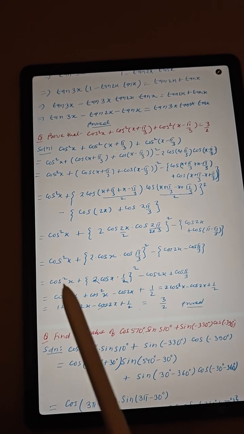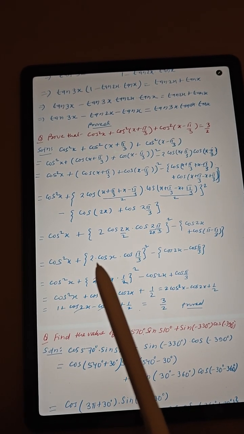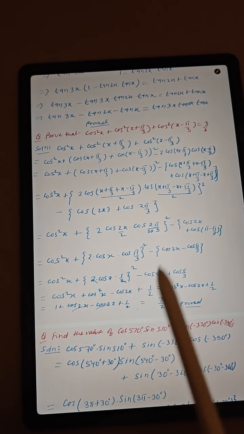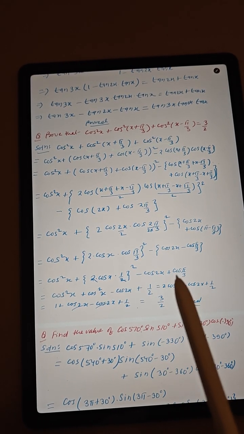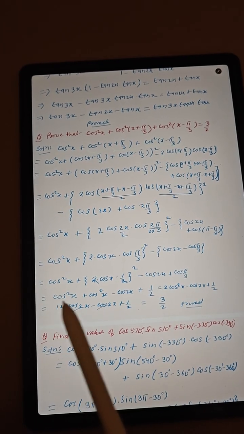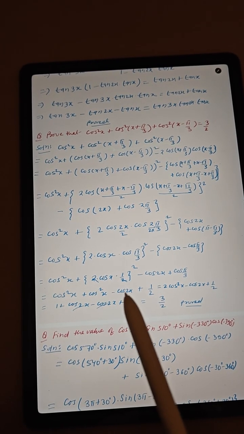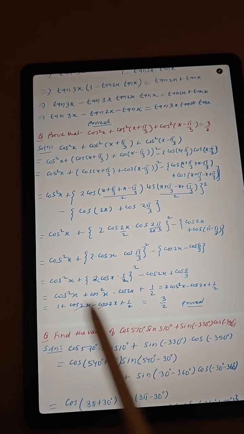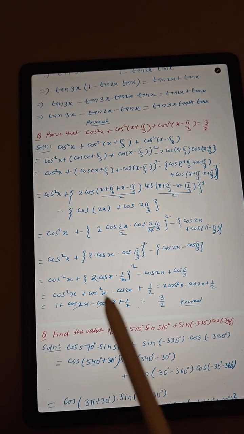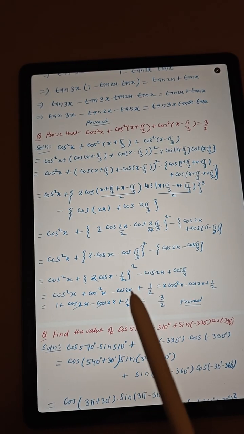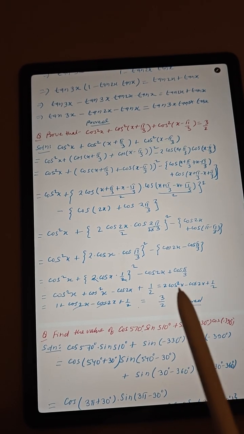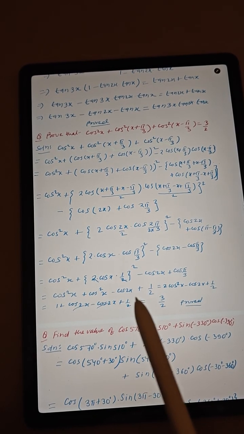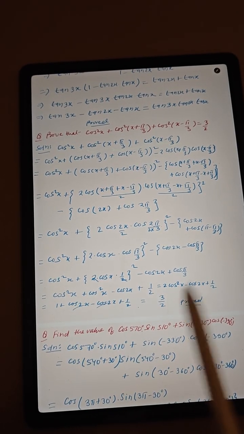Now open the brackets. Cos square x plus twice of cos x cos pi by 3 is 1 by 2. So 2 cancelled, and this is open the bracket minus cos 2x plus cos pi by 3. So cos square x plus cos square x minus cos 2x plus half. This twice cos square x minus cos 2x plus half. 2 cos square x can be written as 1 plus cos 2x, minus cos 2x plus half. These two cancel, so 3 by 2.